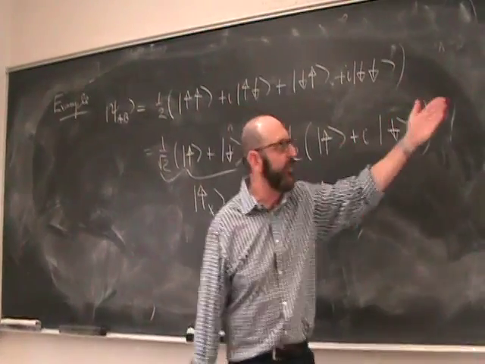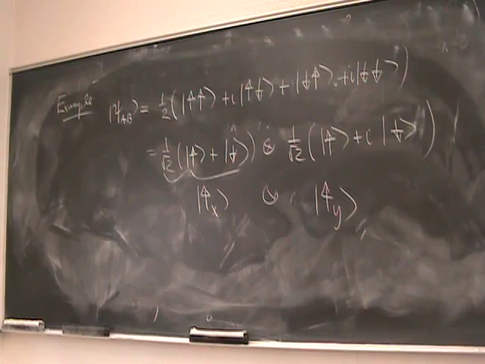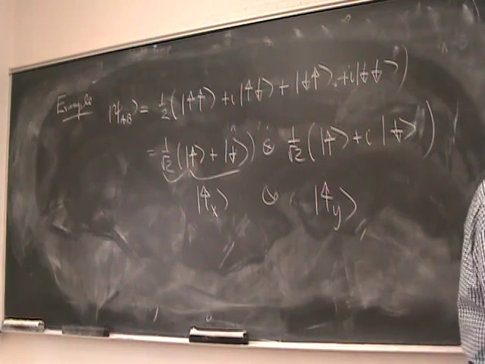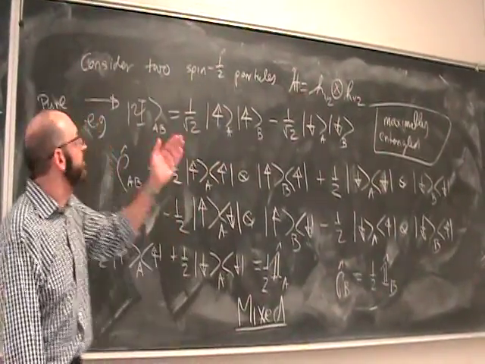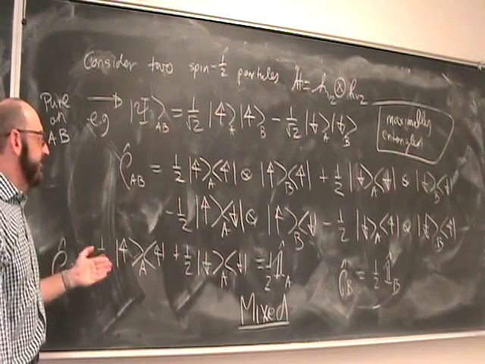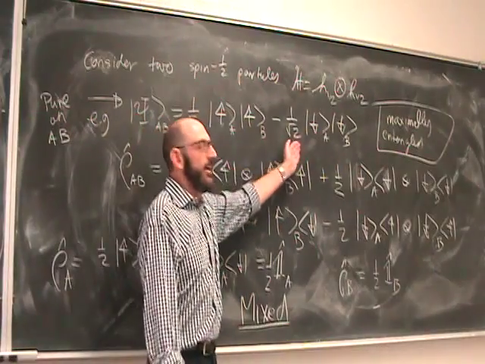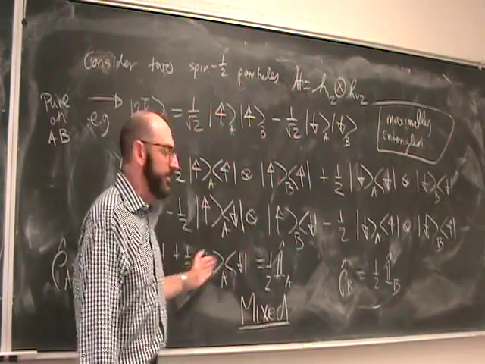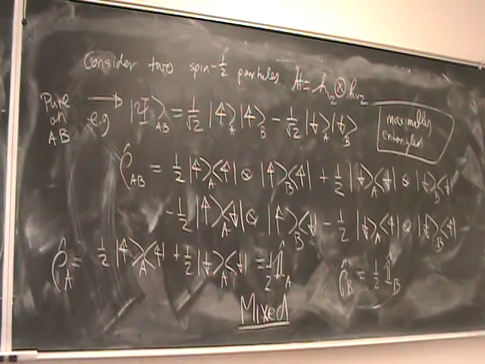We have a clue here from this example that the entanglement in our pure state is related to the mixedness of the pieces, right? When we had a pure, separable state, the pieces were pure. When we had a state that is, in this sense, maximally entangled, the pieces are maximally mixed. And we want to quantify that, and we'll do that next time. All right?